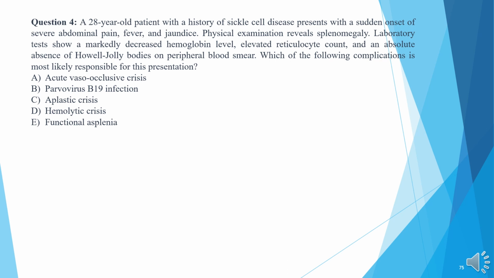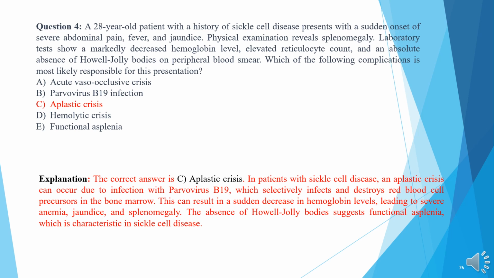pain, fever, and jaundice. Physical examination reveals splenomegaly. Laboratory tests show a markedly decreased hemoglobin level, elevated reticulocyte count, and an absolute absence of Howell-Jolly bodies on peripheral blood smear. Which of the following complications is most likely responsible for this presentation? A. Acute vaso-occlusive crisis. B. Parvovirus B19 infection. C. Aplastic crisis. D. Hemolytic crisis. E. Functional asplenia. The correct answer is C.